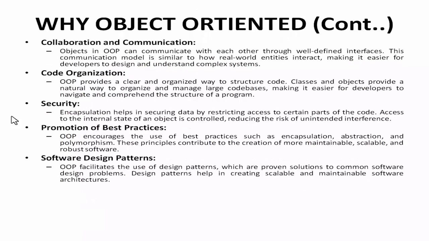Collaboration and communication. Objects in object-oriented programming can communicate with each other through well-defined interfaces. This communication model is similar to how real-world entities interact, making it easier for developers to design and understand complex systems. Code organization. Object-oriented programming provides a clear and organized way to structure code. Classes and objects provide a natural way to organize and manage large code bases, making it easier for developers to navigate and comprehend the structure of a program.